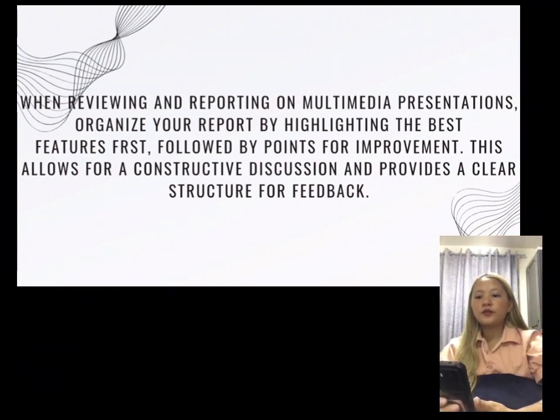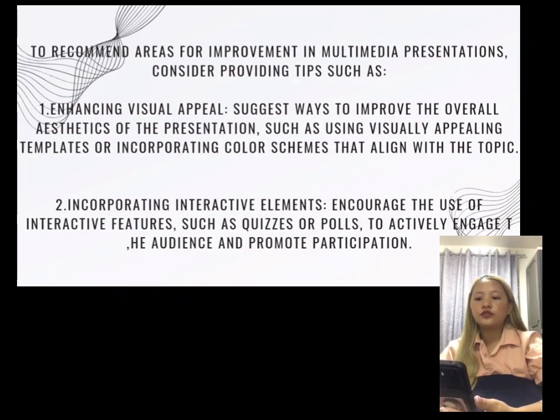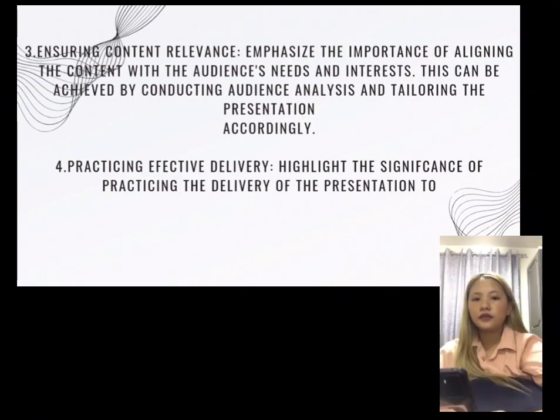So when reviewing and reporting on multimedia presentations, organize your report by highlighting the best features first, followed by the points for improvement. This allows for constructive discussion and provides a clear structure for feedback. Next is ensuring content relevance. Emphasize the importance of aligning the content with the audience needs and interests. This can be achieved by conducting audience analysis and tailoring the presentation accordingly.